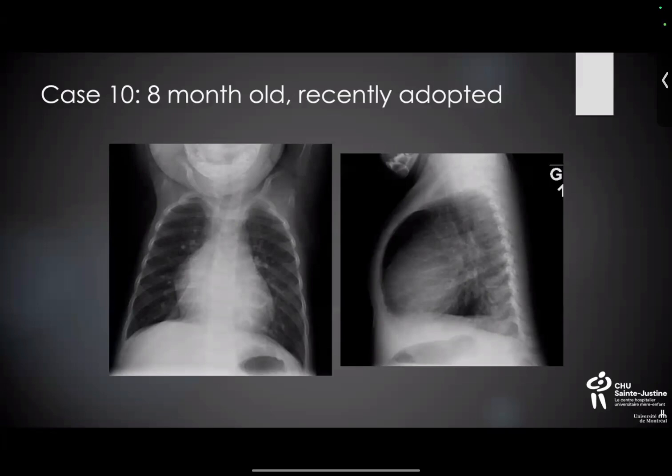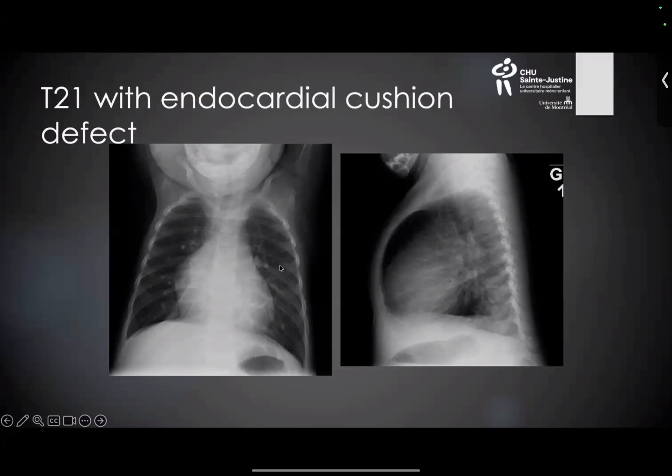We have another case. It's an 8-month-old baby, recently adopted, no history. So you have here the chest X-ray where you can see there's slight hyperinflation, the heart looks a bit big, and here you see those rounds. Those are all pulmonary arteries that are big. In that case, it was a patient with trisomy 21 with an endocardial cushion defect that was not operated or addressed because he was born in a country that has almost no health system.